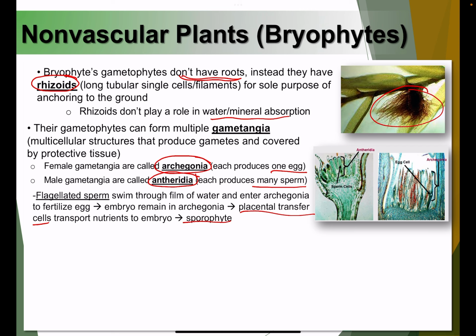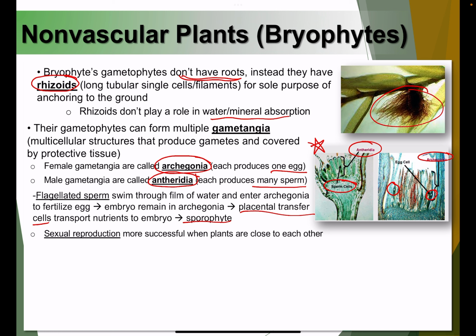Here are light microscope images of the antheridia and archegonia. In the antheridia you see sperm cells within those enclosed compartments, while archegonia have these little clear-looking circles where your egg cells are within. Because fertilization requires sperm to swim through a thin film of water, bryophytes are usually found in moist habitats, as I have talked about previously.